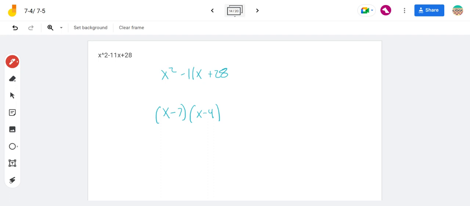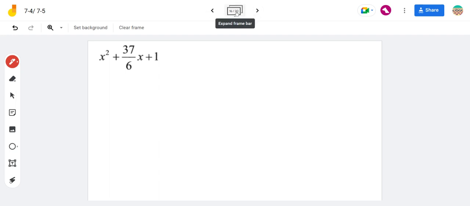Okay, yeah. So 28 can be factored as 7 times 4, while for them to add up to get negative 11, you can choose them both to be negative. So you have negative 7 and negative 4, which add up to negative 11, and negative 7 times negative 4, you get 28. Okay, so the next is slide number 16.